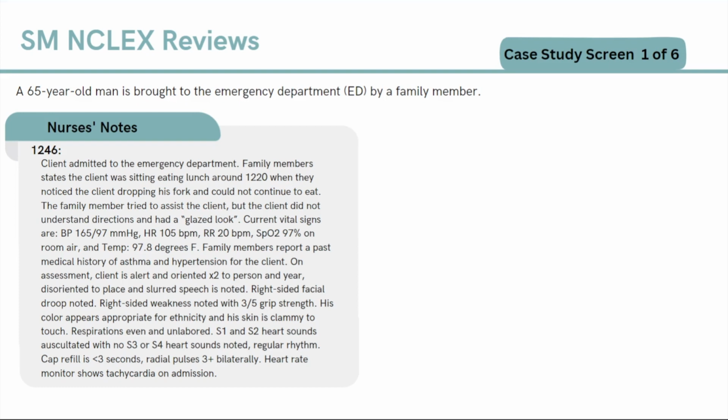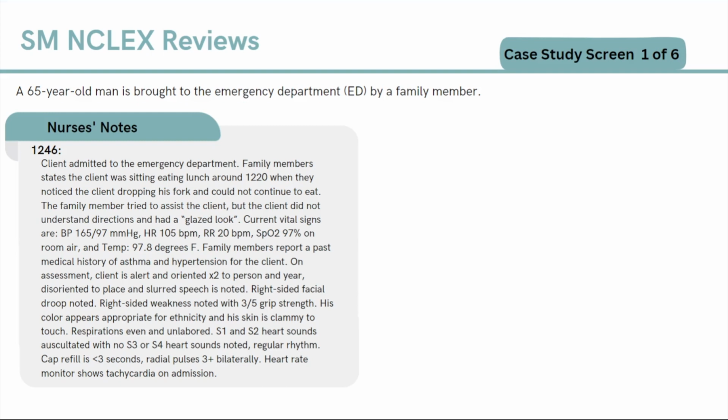Current vital signs are a blood pressure of 165/97 millimeters of mercury, heart rate of 105 beats per minute, respirations 20 breaths per minute, SpO2 97% on room air, and a temperature of 97.8 degrees Fahrenheit. Family members report a past medical history of asthma and hypertension for the client. On assessment, client is alert and oriented ×2 to person and year, disoriented to place, and slurred speech is noted.